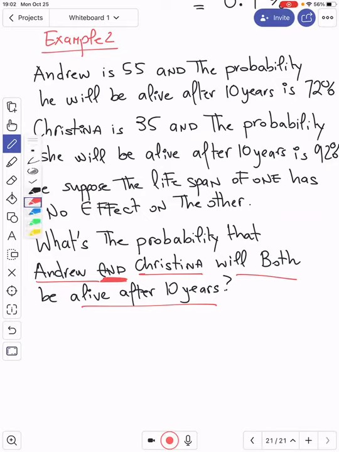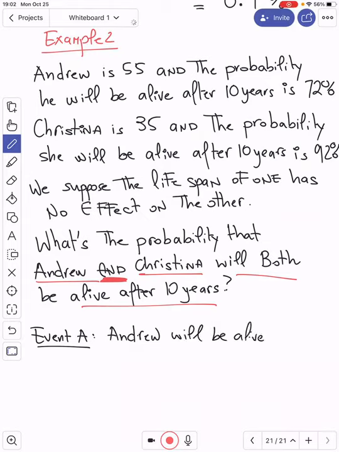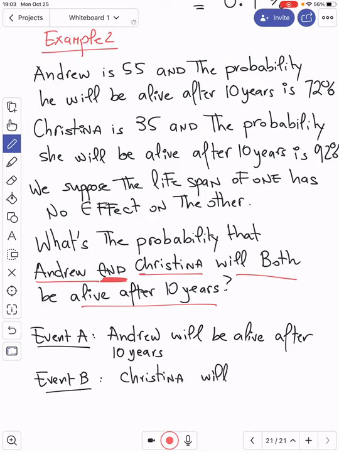So event A, this is for Andrew. Andrew would be alive after 10 years. That's your event A. Event B, Christina would be alive after 10 years. Okay, so then of course, the probability of A and B means that Andrew and Christina will both be alive after 10 years, right?